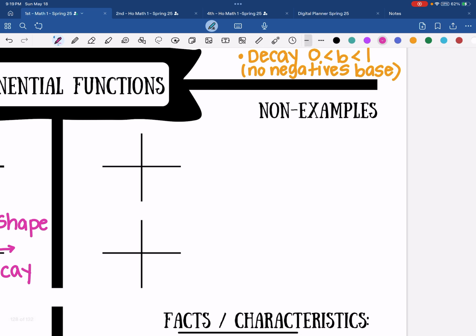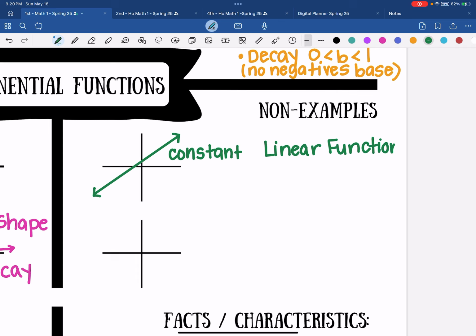Before we look at some more examples, we're just going to talk about some non-examples. We talked about linear functions. Remember, a linear function is a straight line, whether it's going up or going down. The key is that it is constant. That's the reason it's different, because it's the same change every single time. When we looked at linear functions, our equations were the same as what we've talked about previously: y equals mx plus b, or ax plus by equals c. There are no exponents in those.